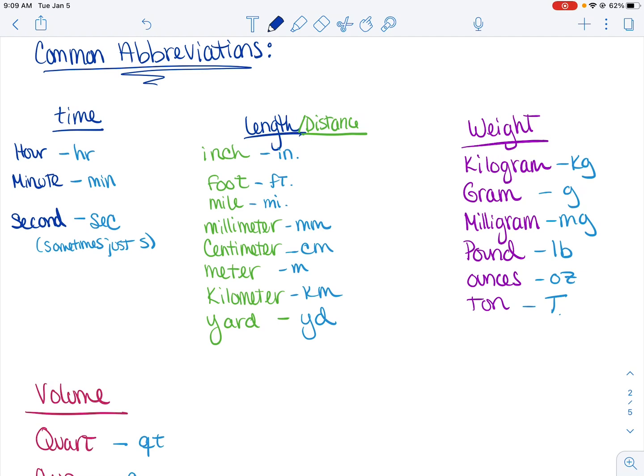So for time, we have hours, minutes, seconds. For length or distance, inches, feet, miles. If you know the conversion factors, that's also great. Most of you know 12 inches in a foot, 5,280 feet in a mile, but you might not know how many centimeters are in a kilometer or how many yards in a mile or something like that. Those are still things you could look up. Weight, we can weigh things in kilograms, grams, milligrams, pounds, ounces, tons.